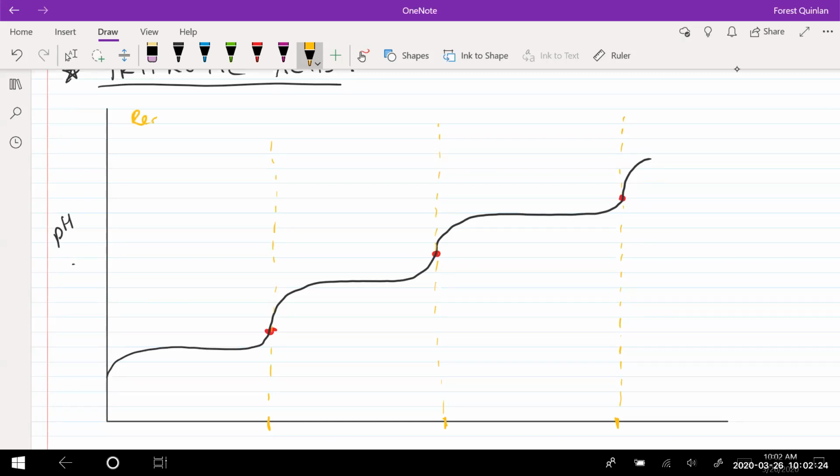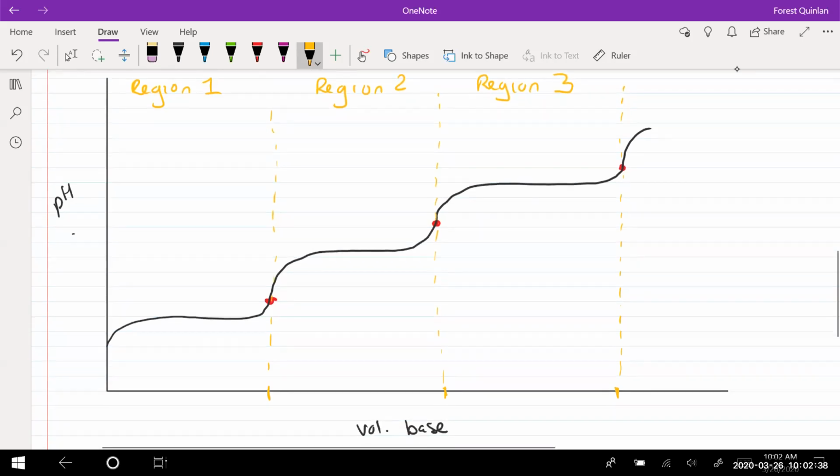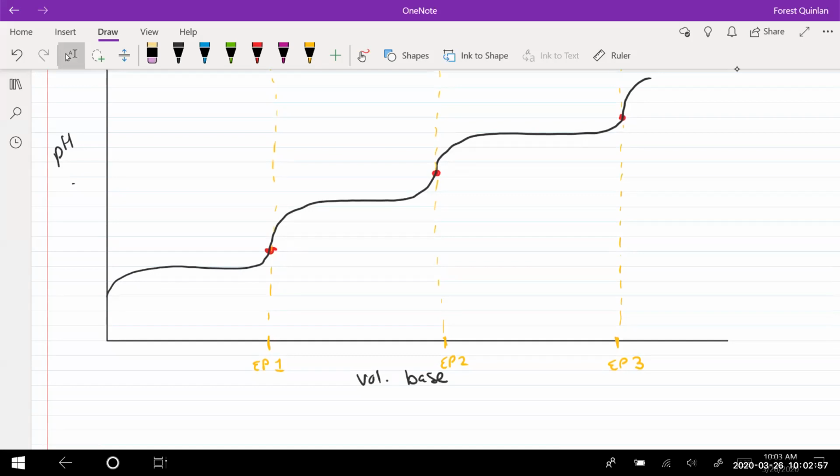All right, so we have region 1, region 2, and of course, now that we have a triprotic, we have region 3. Hopefully by now you realize what these 3 sections are down here on the x-axis. This is the endpoint 1, endpoint 2, and endpoint 3. And of course, all of these are governed by M1V1 equals M2V2.